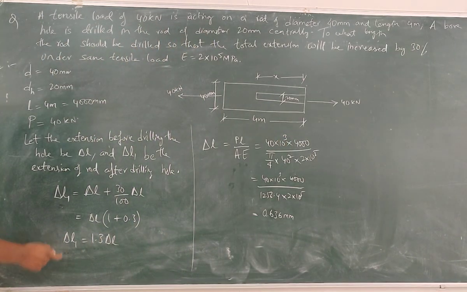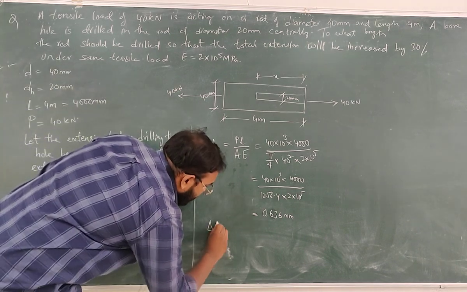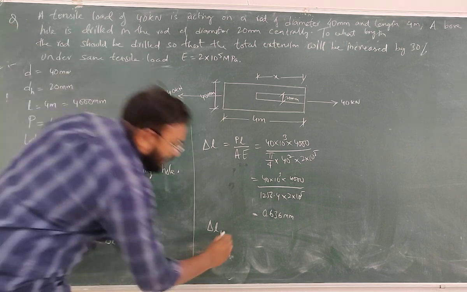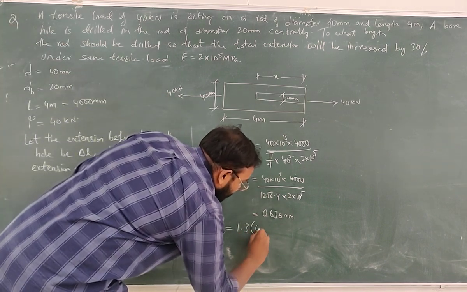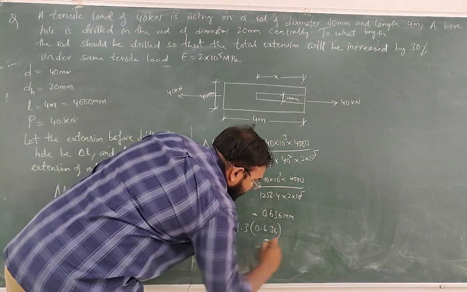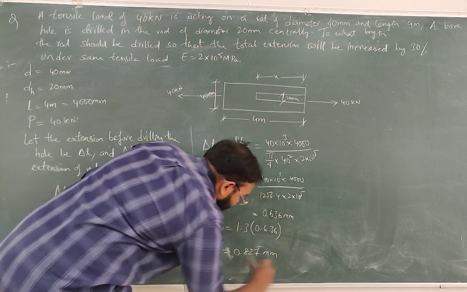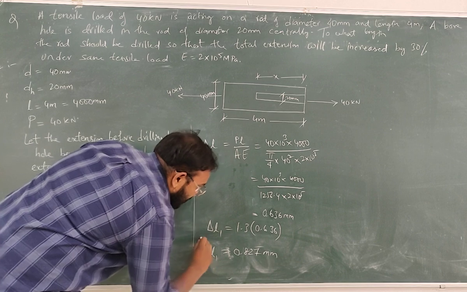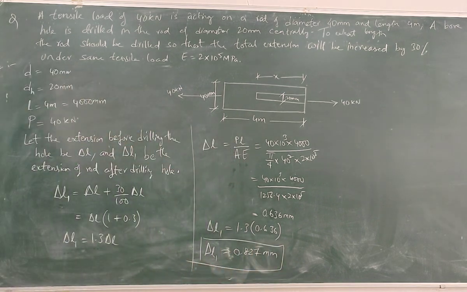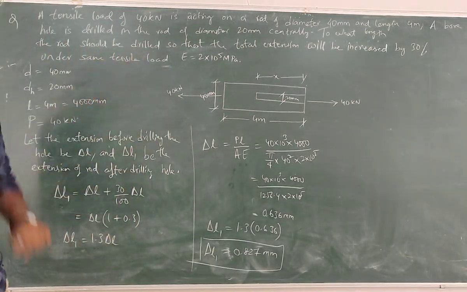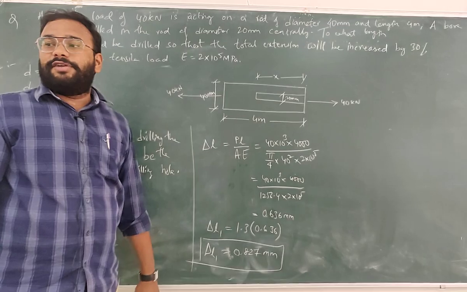Now what delta L1 is required? Delta L1 should be 1.3 times delta L, right? It should be multiplied by 1.3. 0.636 times 1.3 is 0.827 mm. This is your delta L1. After drilling the hole, this should be the elongation if it is increased by 30%.